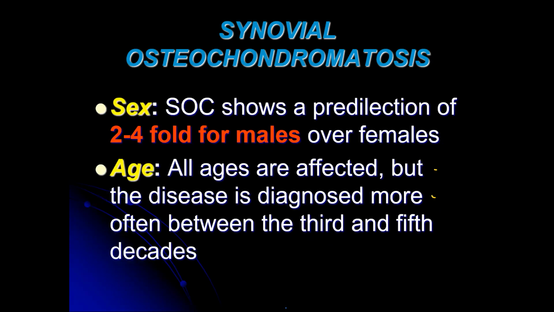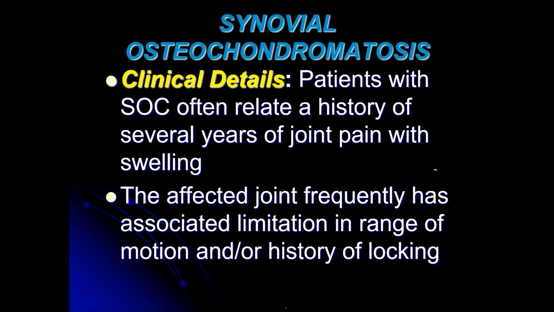Synovial osteochondromatosis shows a predilection of 2 to 4-fold for males over females. All ages are affected, but the disease is diagnosed more often between the 3rd and 5th decades. Patients with SOC, or synovial chondromatosis, often relate a history of several years of joint pain with swelling. The affected joint frequently has associated limitation in range of motion or a history of locking.